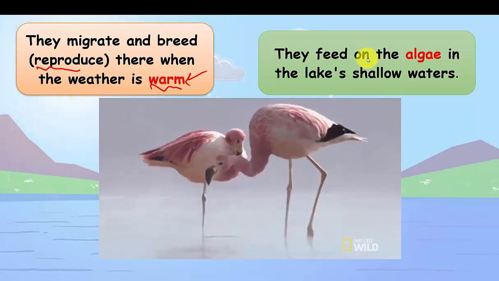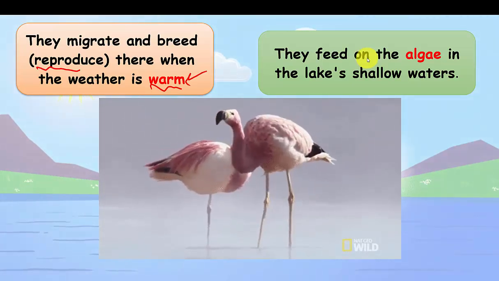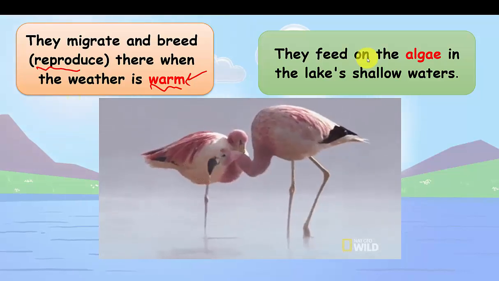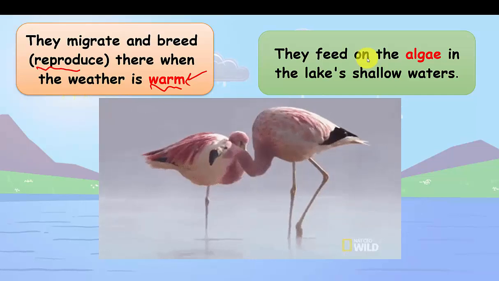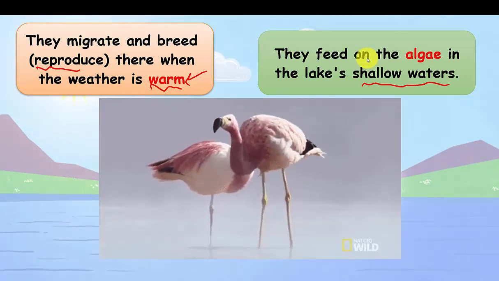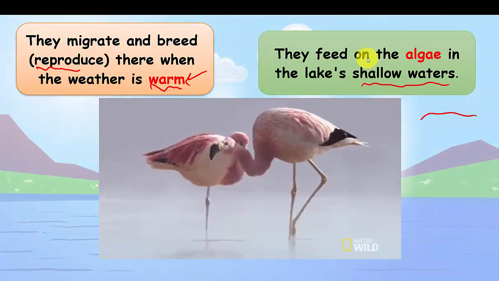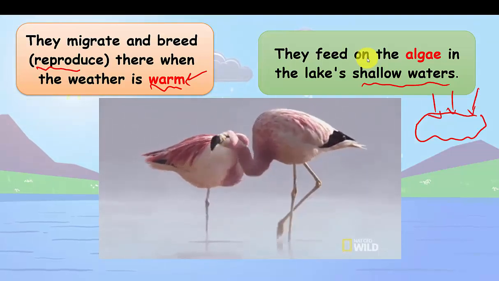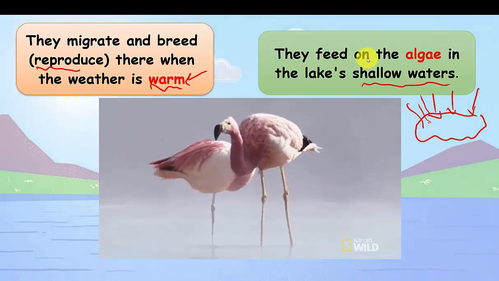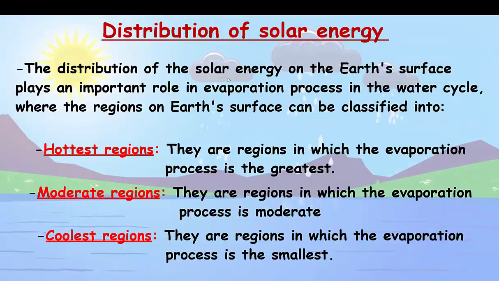Warm means in summer when this lake runs out of water. They feed on the algae in the lake's shallow water. Shallow water means a small amount of water. So when these puddles are subjected to sun rays, water evaporates and the water runs off these puddles.